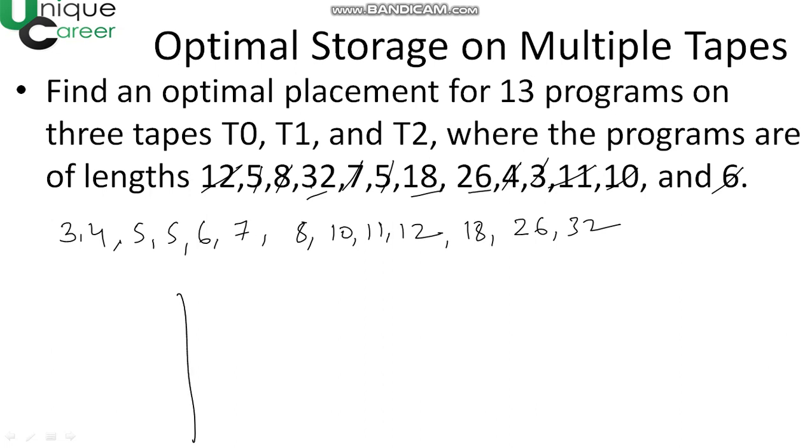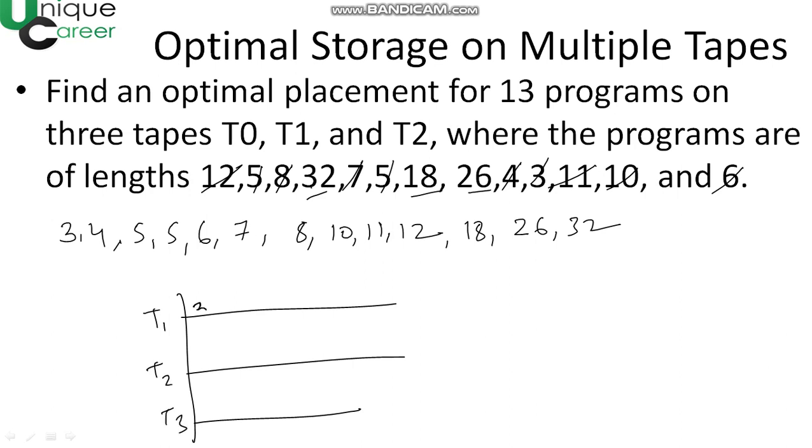13 files. So if you have multiple tapes, tape T0, T1 and T2, the first file I store on the tape T0. Second file I store on the tape T1. Third file I will store on the tape T2. In the round robin manner, next one I will take the next file to the next location and at the second position, round robin. So allotment I will be doing in the round robin manner. Then next one is 6 over here, 7, 8, 10, 11, 12, 18, 26 and 32.